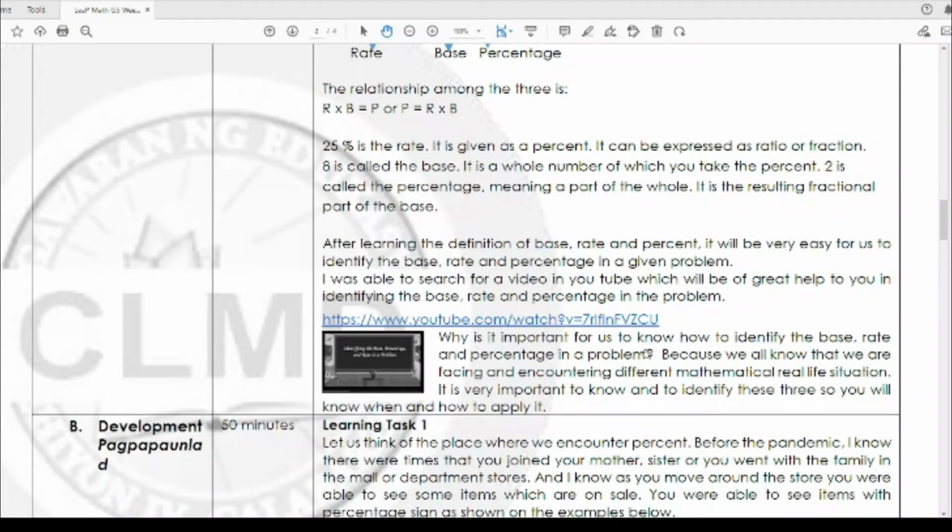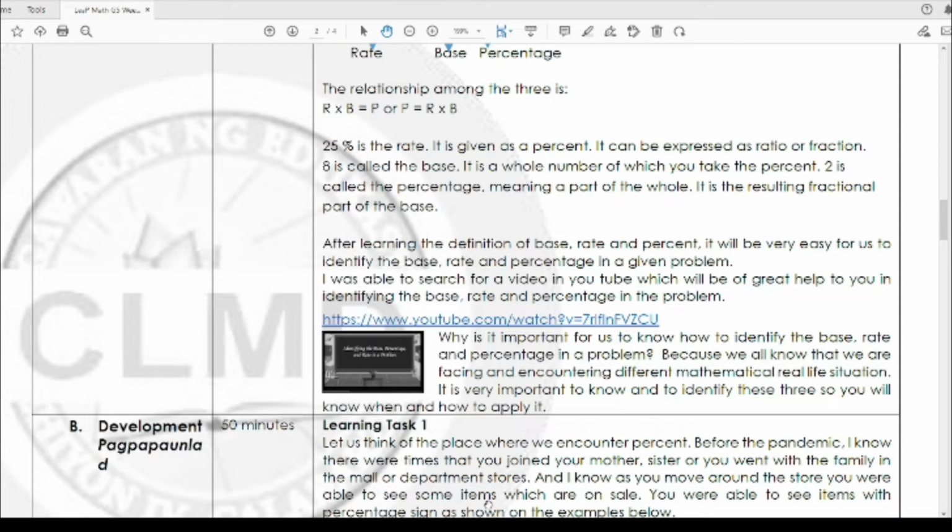Why is it important for us to know how to identify the base, rate, and percentage in a problem? Because we all know that we are facing and encountering different mathematical real-life situations. It is very important to know and to identify these three so you will know when and how to apply it.